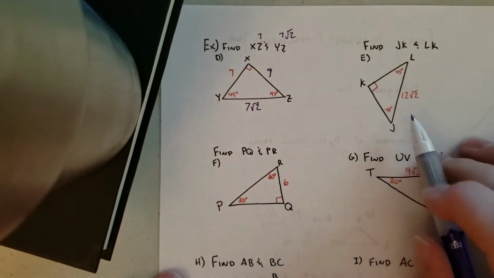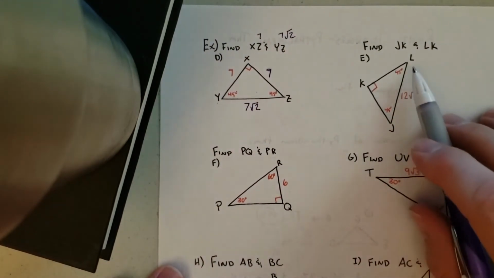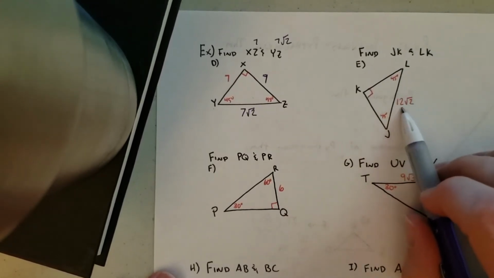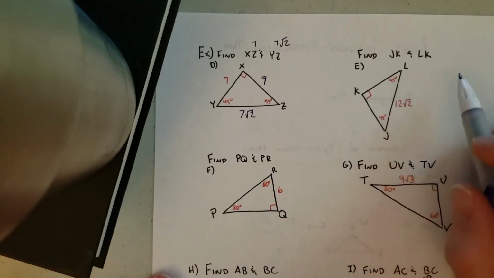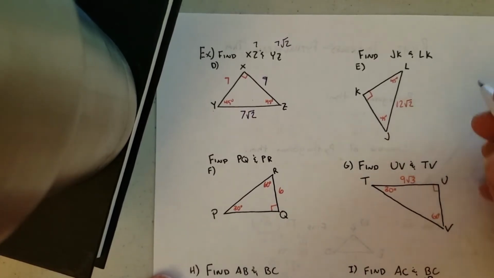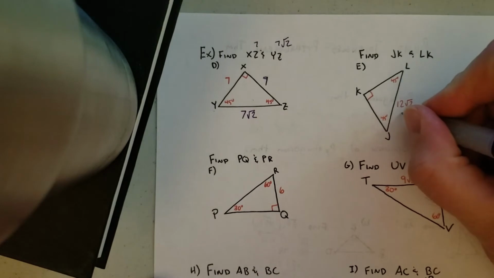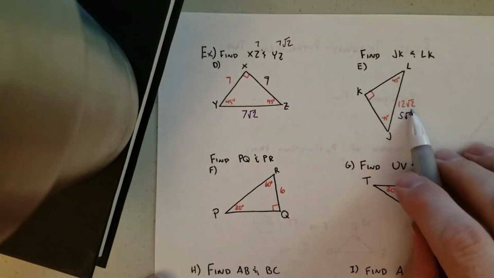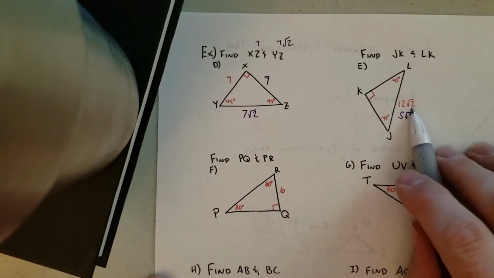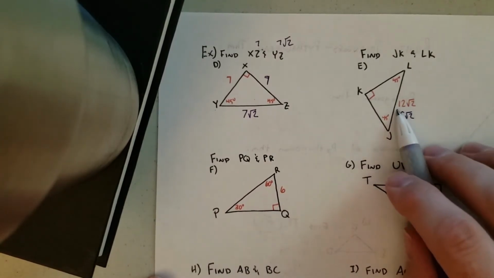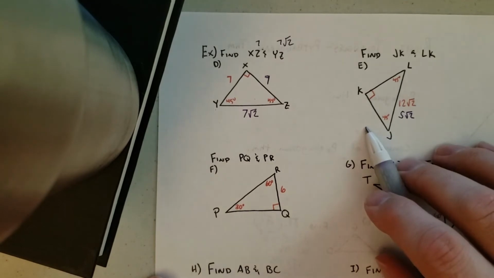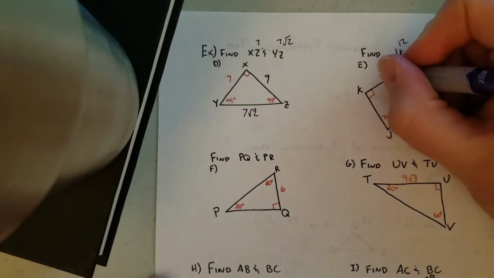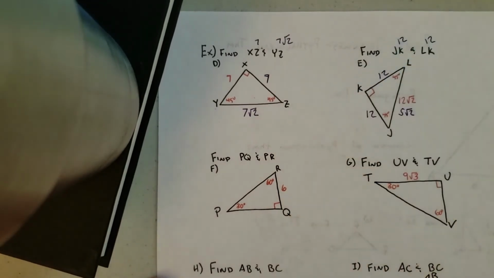Okay, let's look at our next one. I want to find JK and LK. If we notice, the side we're given is my hypotenuse. If we recall from the equation, isn't the hypotenuse S square roots of 2? Since this is already a root of 2, my number out front is going to be my side lengths. So that means JK is 12 and LK is also 12. So both of these values are 12.